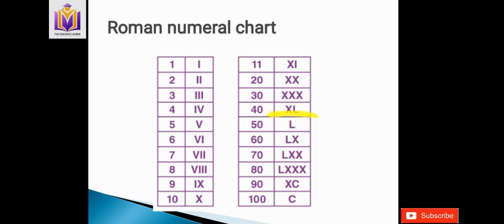That means 50 minus 10 becomes 40. And here L is 50. And if I write the smaller number after it, we keep on adding. So for 60 we write LX. That means 50 plus 10 is 60. Then 50 plus 10 plus 10, that means 70. Then L plus XXX, that becomes 80.